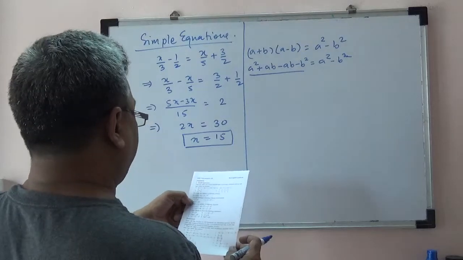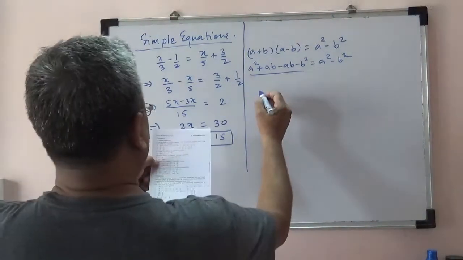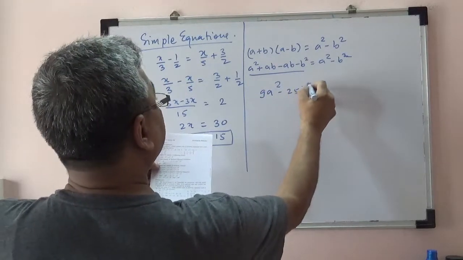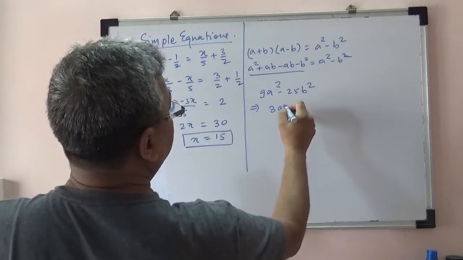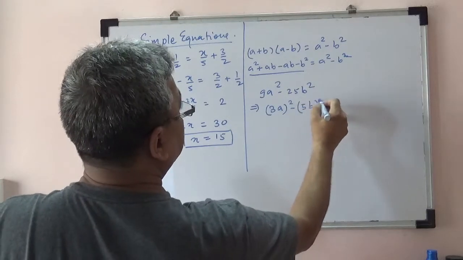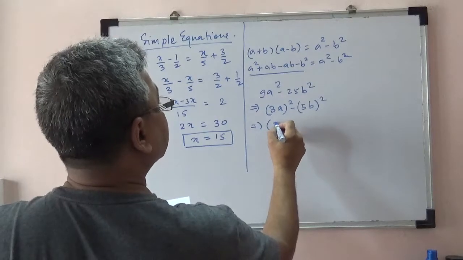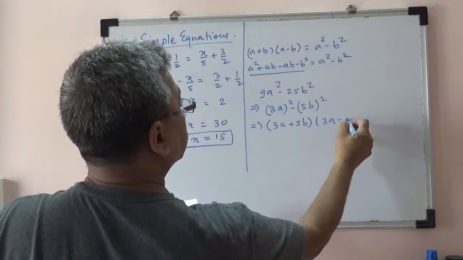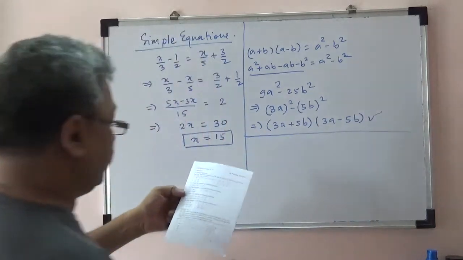So using this identity, there are 3 problems in the classwork. Let me take the third one. 9a square minus 25b square can be viewed as 3a raised to 2 minus 5b raised to 2, which is in this form. Therefore it will be factorized as 3a plus 5b into 3a minus 5b. That is the answer. This is the second kind of problem that we are dealing with.